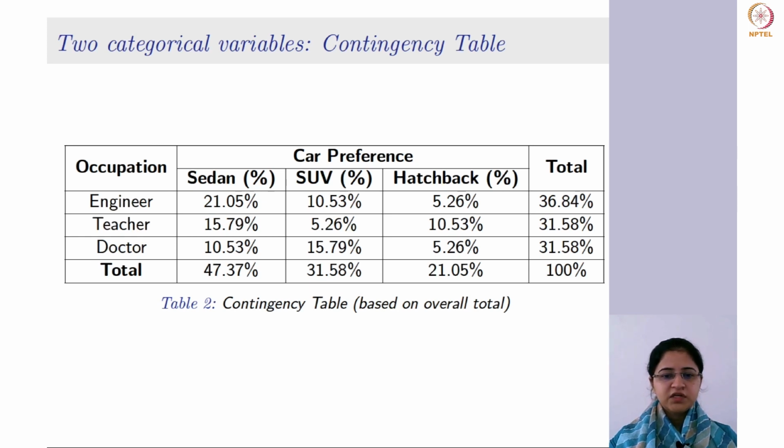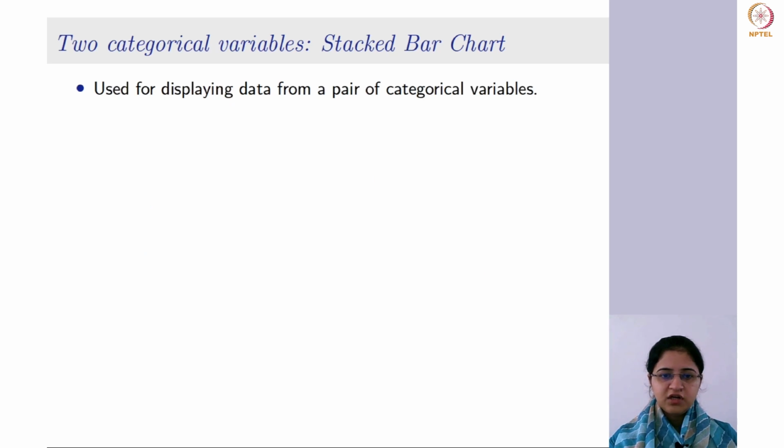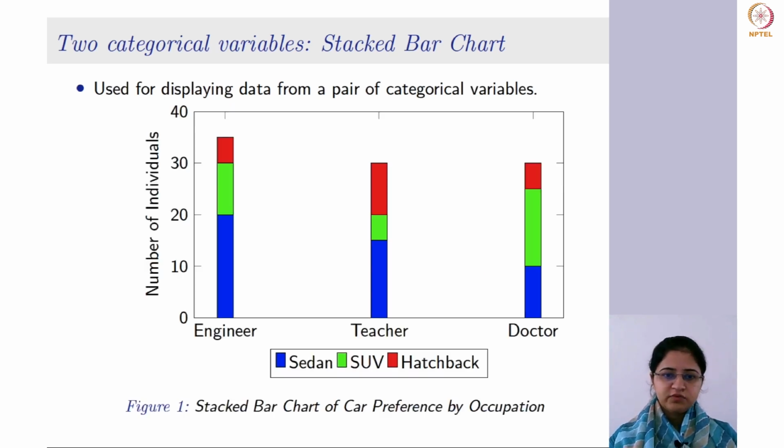Now, once you have the contingency table, it becomes easier to draw a stacked bar chart, which is used to display a pair of categorical variables. On this side, you will have one category, that is the profession: engineer, teacher and doctor. And on this side, you have the number of individuals. These are actually bar charts, but they are stacked one above the other in order to make comparisons more easily.